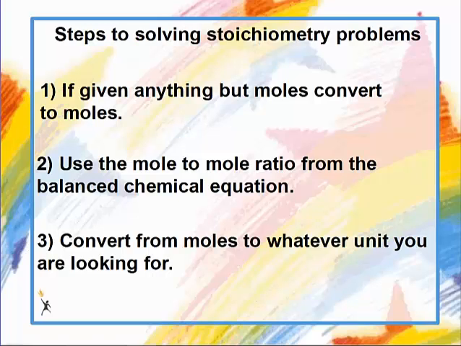So if you're given anything but moles, you have to convert to moles. So if they give you grams or liters or molecules, we convert that to moles. Once you have moles, then you use your mole to mole ratio, just like we were doing. And then if they want their answer in something other than moles, we're going to convert to that unit. So in reality, you could have 3 steps. For every time you are either given or converting to moles, you take off a step.